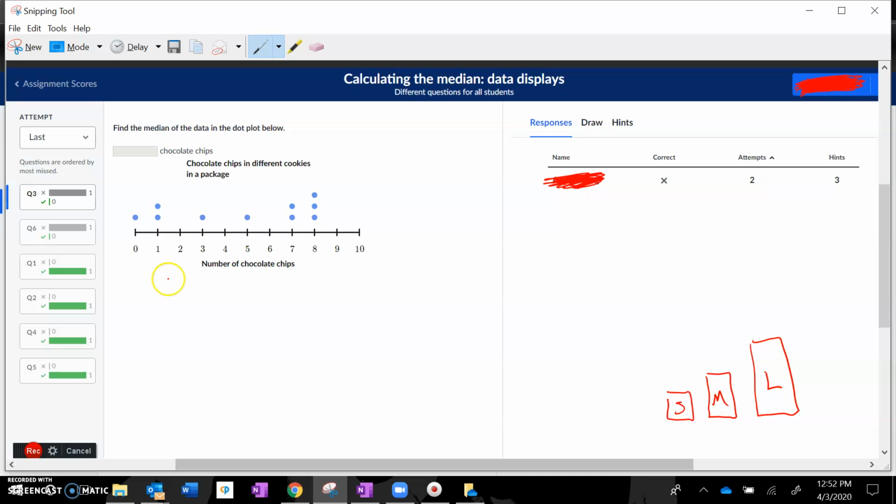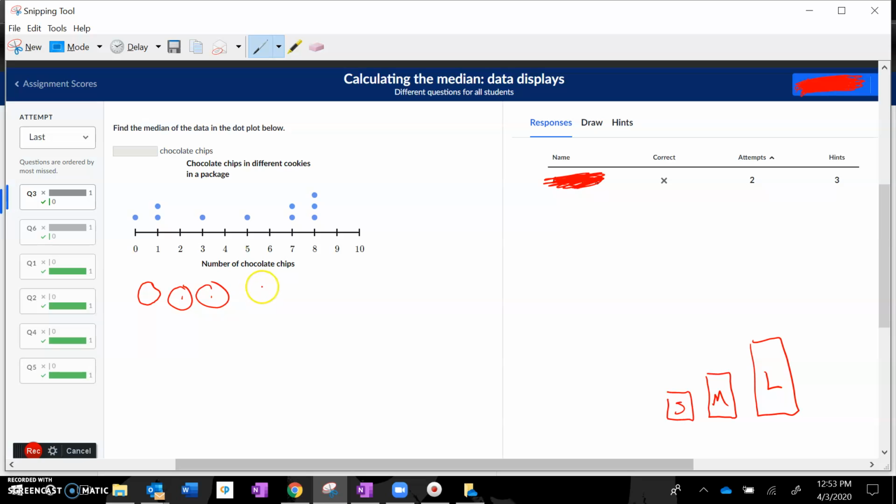This is a cookie. There it is. This cookie has no chocolate chips. And then there's two cookies here, and each one of these has one chocolate chip. Here we go. There's the two, and they both have one chocolate chip.